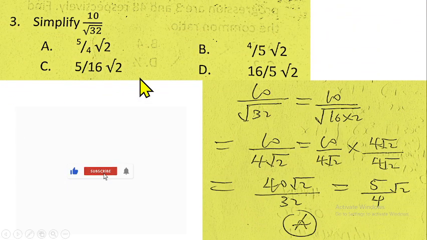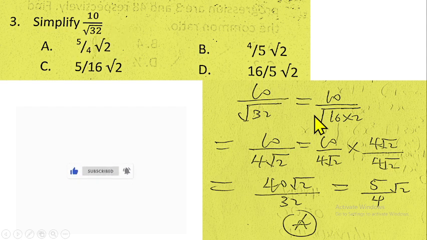Question number 3 is from surd. We have to simplify 10 over surd 32. We know that when we have a fraction and the denominator is in surd form, we cannot leave the answer like that, so we have to rationalize. Before we rationalize it, surd 32 can be simplified further. It's not yet simplified.